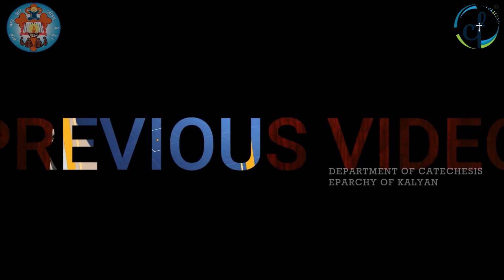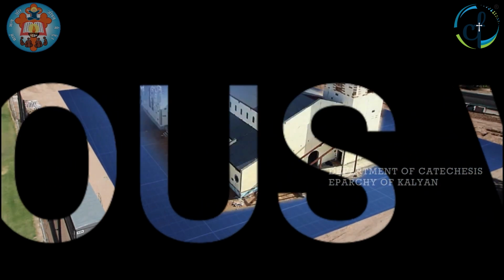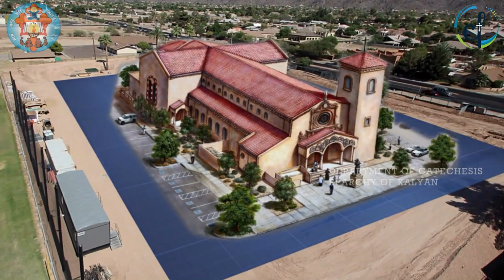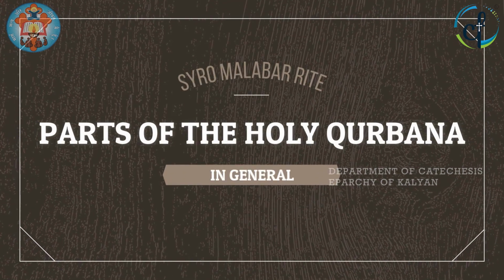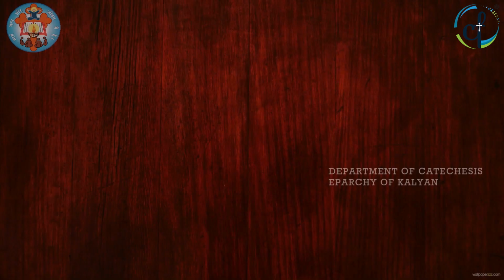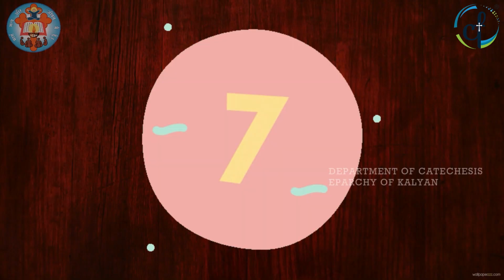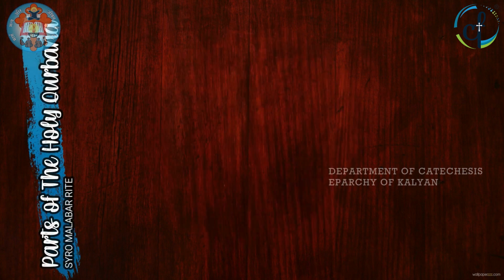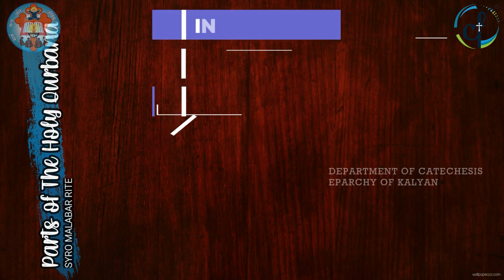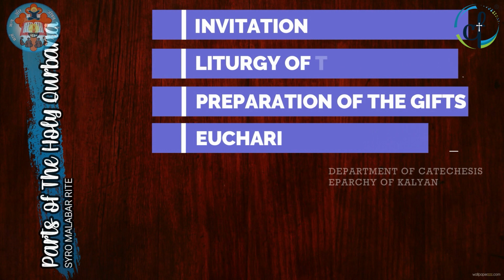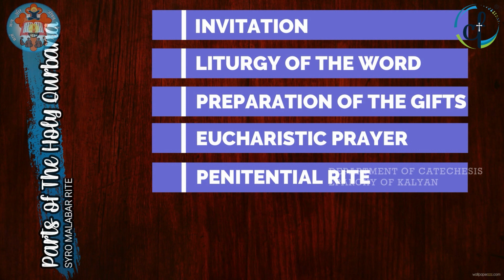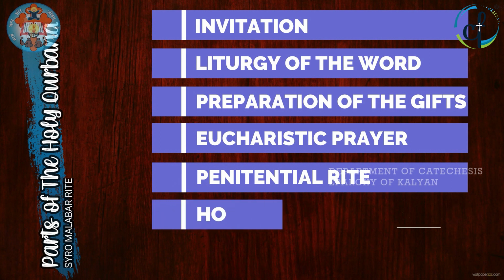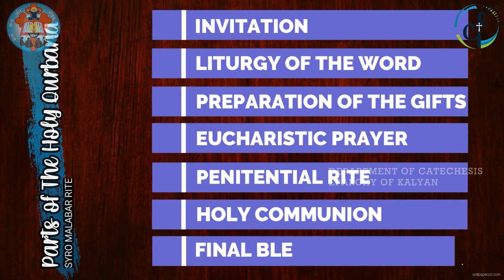In the previous video, we all learnt about the structure of a church of the Syro-Malabar Rite. Now, we shall look into the parts of the Holy Qurbana of the Syro-Malabar Rite in general. Our Holy Qurbana is divided into 7 parts, namely, first, invitation; second, liturgy of the word; third, preparation of the gifts; fourth, Eucharistic prayer; fifth, penitential rite; sixth, Holy Communion; and seventh, final blessing.